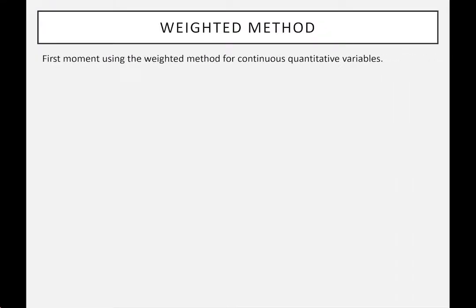Okay, we're going to look at now a second or more complex method for calculating the average or the mean, and I'll refer to this sometimes as method B, or the weighted method. We'll use this in the case of a quantitative variable that's continuous. We're looking at the first moment, so it's looking at the central tendency.